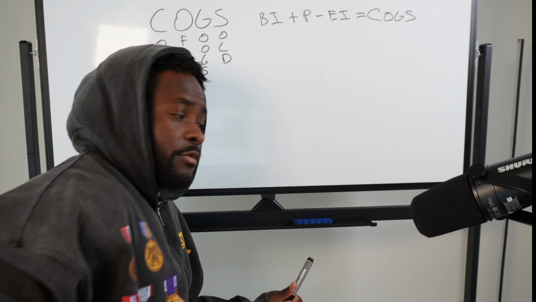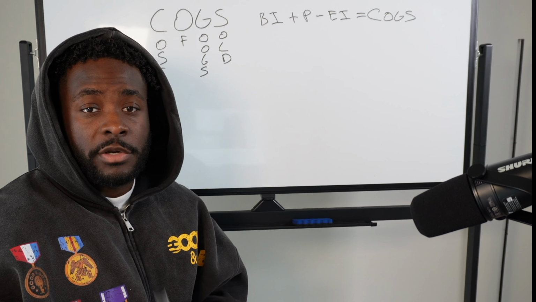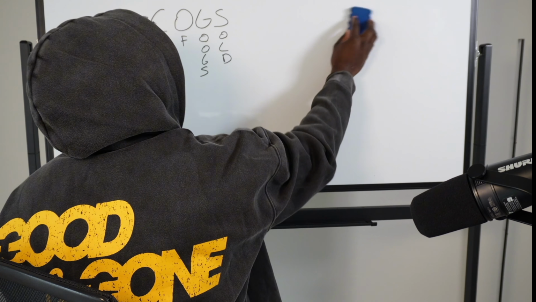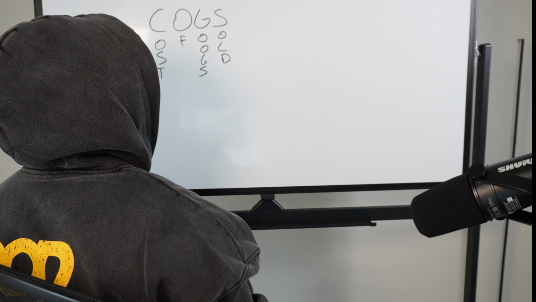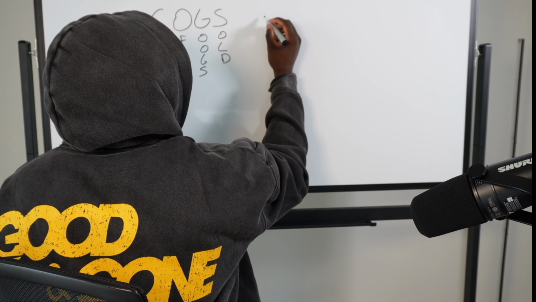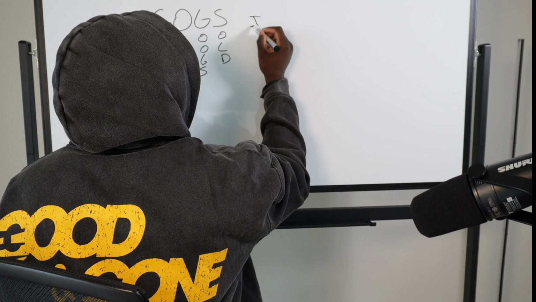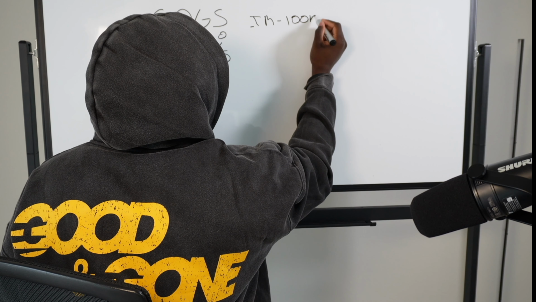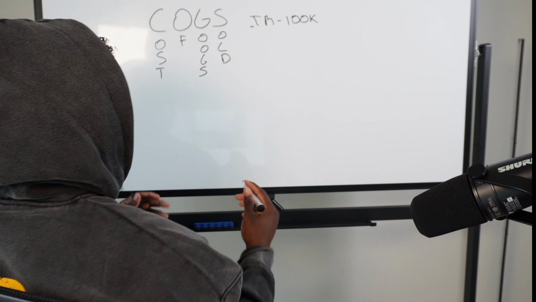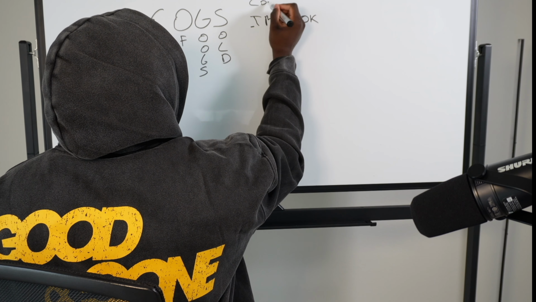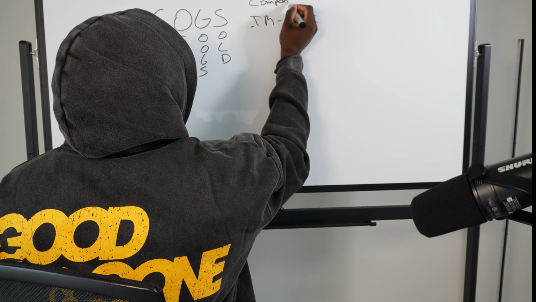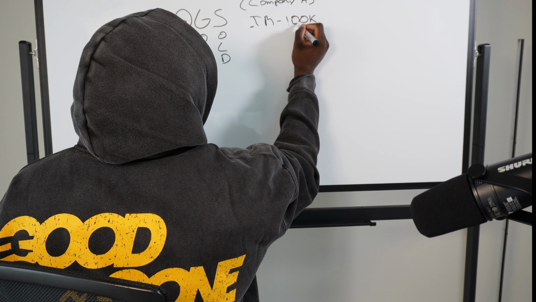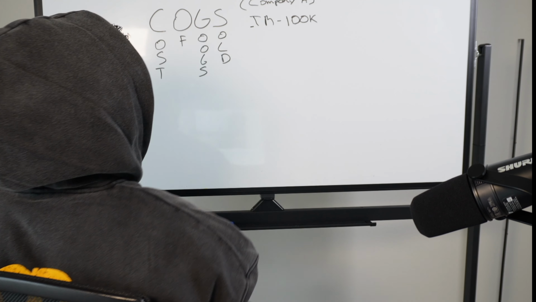Now, for this example, we're going to say you own a clothing brand, and your clothing brand generated total revenue of $100,000. Total revenue is $100,000 for your clothing brand. That was your total revenue.